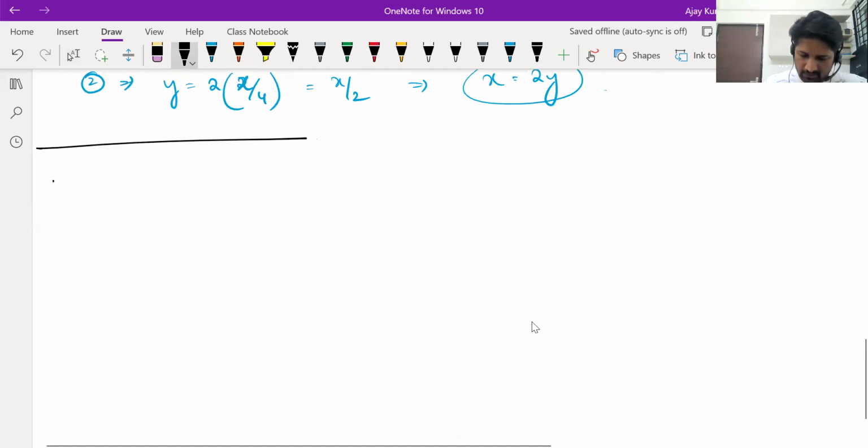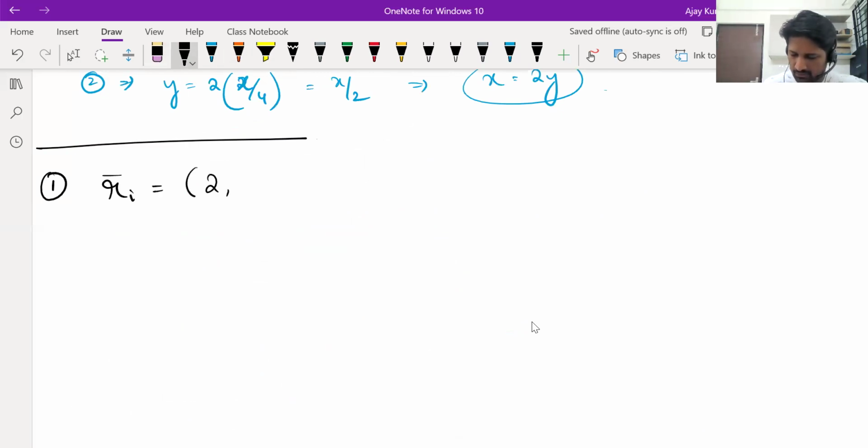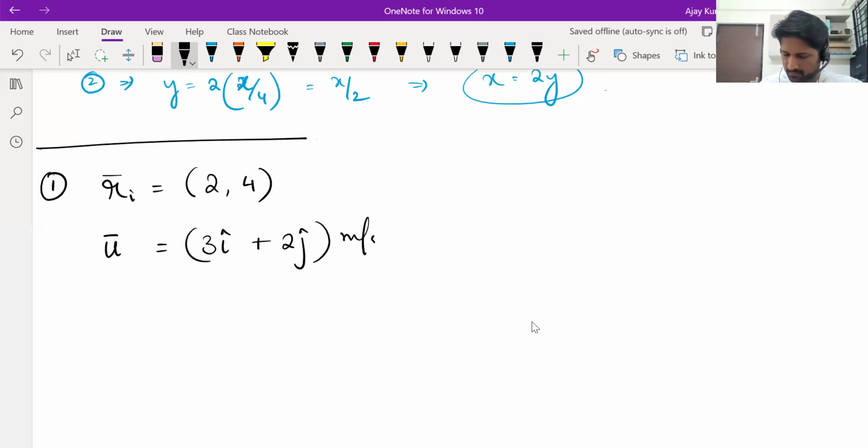I'll give you a simple question. Let's say the object is initially at say 2, 4. Okay, it's not at the origin. When the observer started observing it, it was at this position 2, 4. And assume it was moving with a velocity of, how much shall we take? 3 i cap plus 2 j cap. That is its velocity. And it didn't have any acceleration.